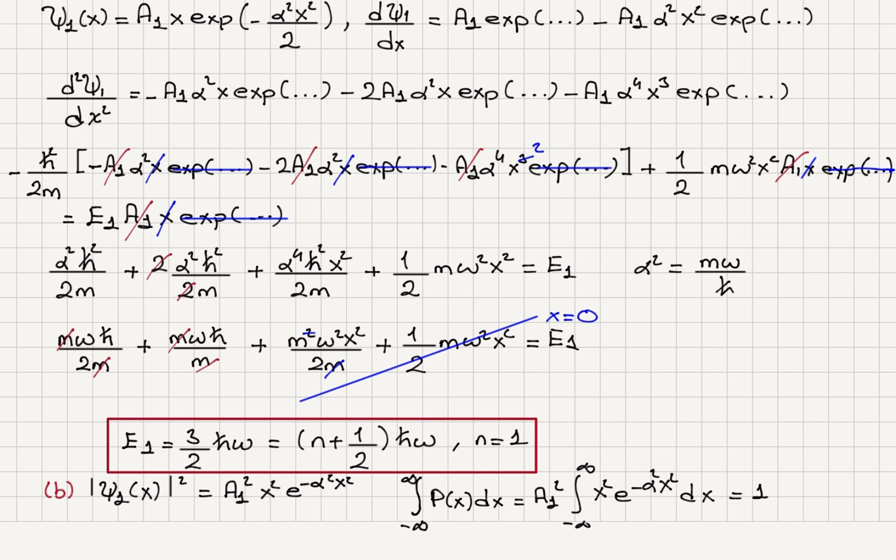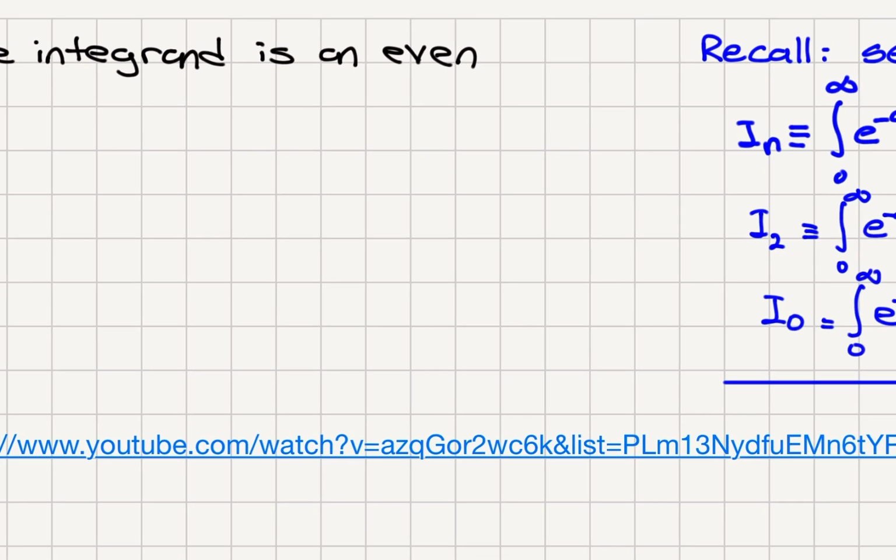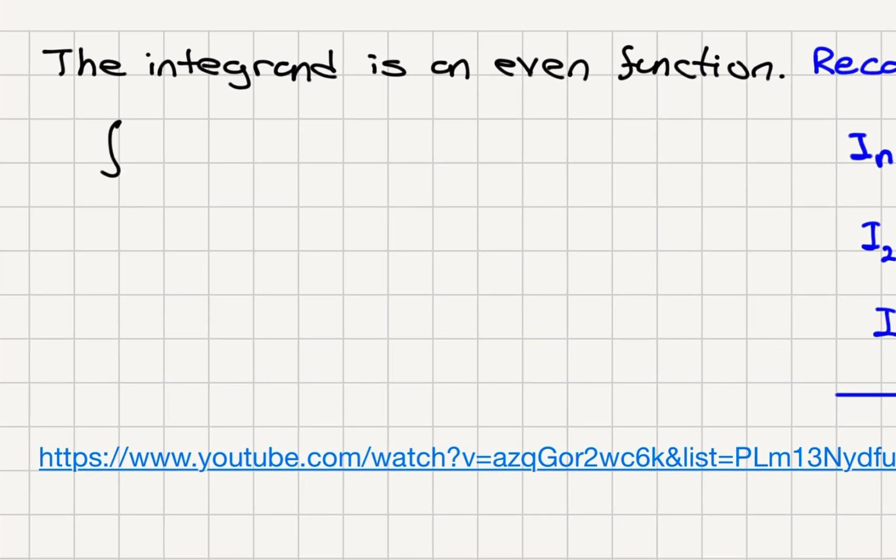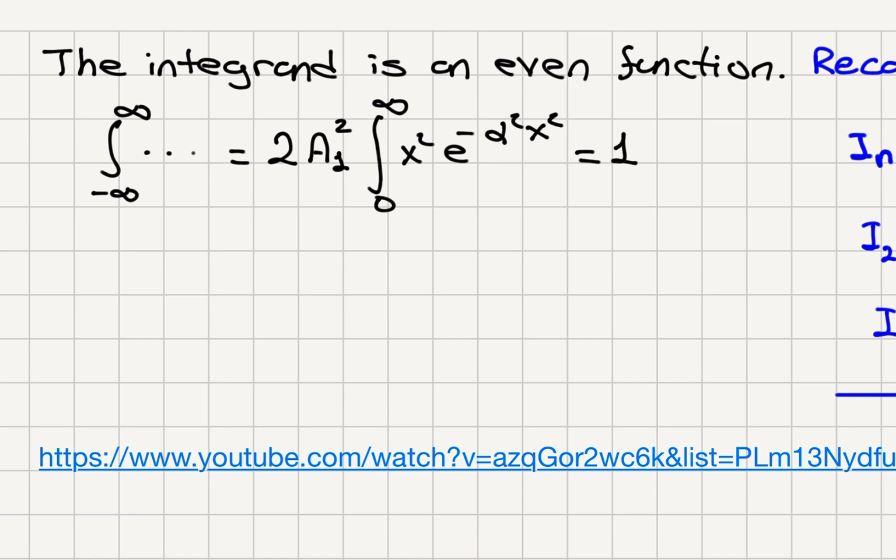Okay, now the first observation is that I have x squared and x squared here. This integrand is an even function, which means f of minus x is equal to f of x. Therefore, the integral from minus infinity to plus infinity must be equal to twice the integral from 0 to infinity of x squared e to the minus alpha squared x squared, and this must be equal to 1.